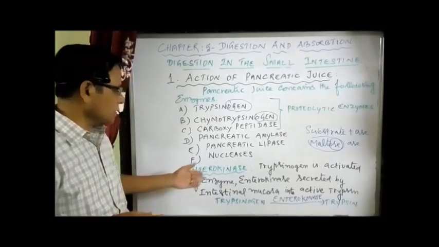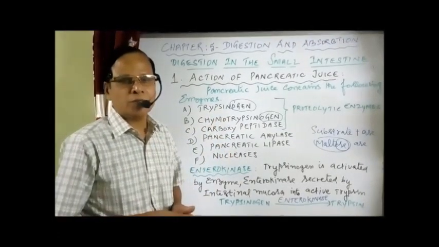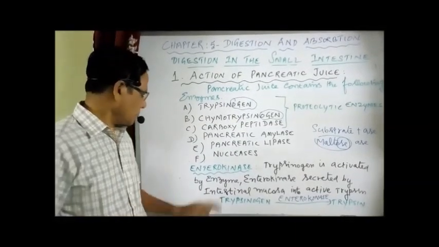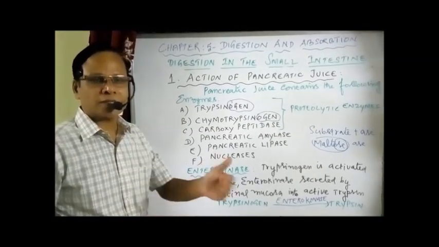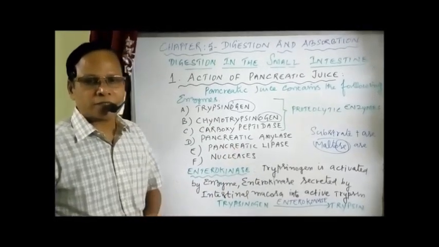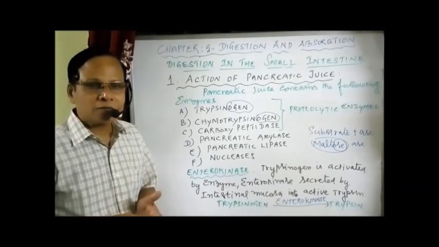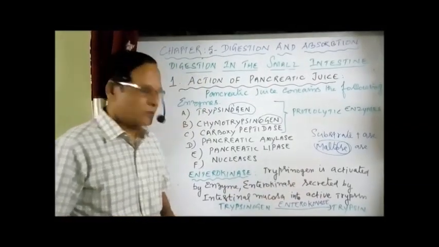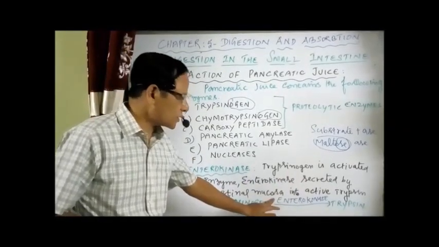Now, a 2 marks question: what is enterokinase? I mentioned that trypsinogen is an inactive form. It is activated into active trypsin by an enzyme called enterokinase. Entero means intestine or digestive tract. Kinase means activate. It is secreted by the intestinal mucosa and is concerned with the activation of trypsinogen into trypsin. So the inactive trypsinogen gets converted to active trypsin by the enzyme enterokinase.